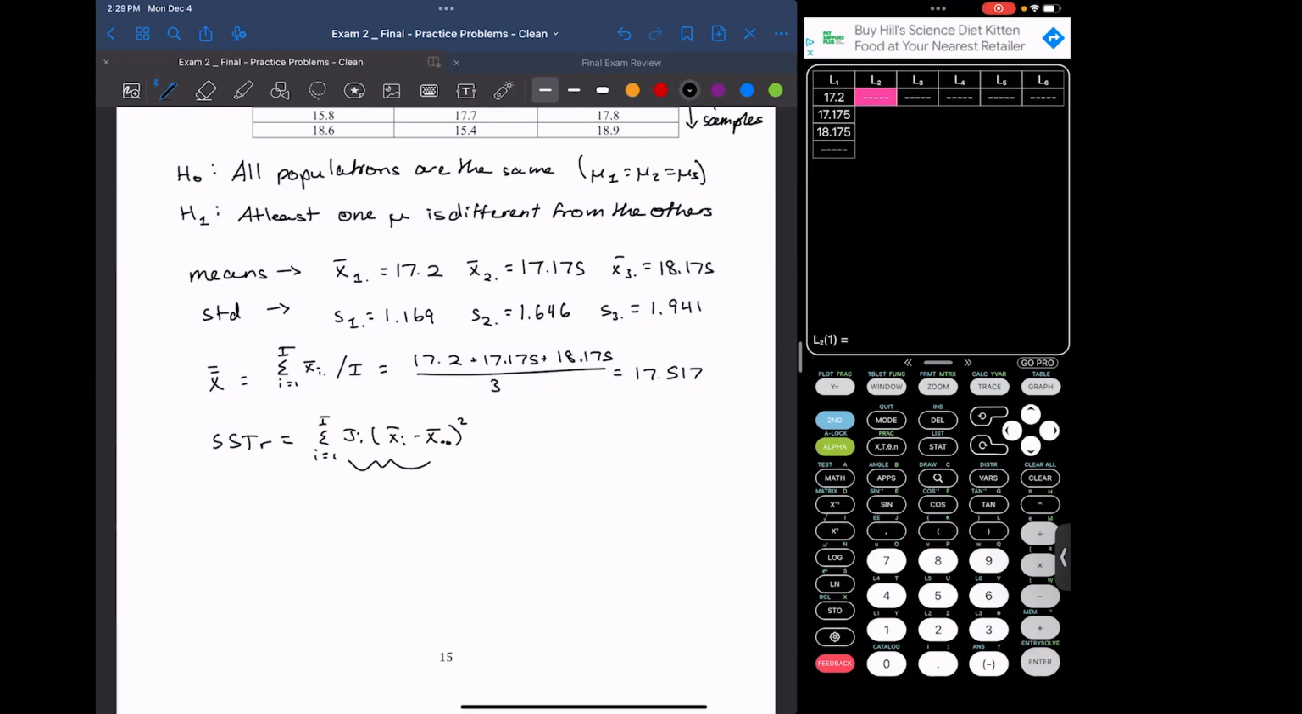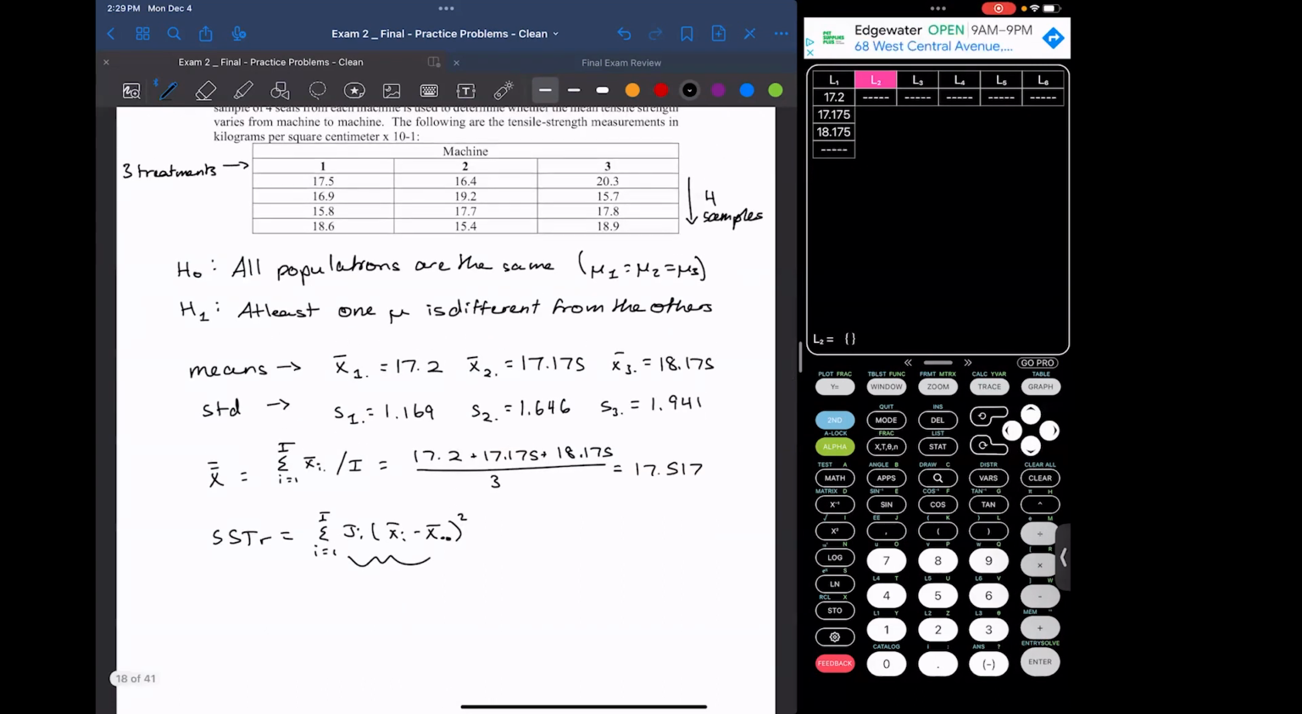For all of these, our J_i's are going to be the same. Hover over list 2, and now we can input our formula. Our J_i is going to be 4 for all of them, so we'll put in 4. We have to multiply by a quantity, so we'll put in times and then a parenthesis. Our X_i's are held in list 1, so we'll hit Second 1 to input list 1. Then we subtract our grand mean, 17.517, close the parentheses, and square this.